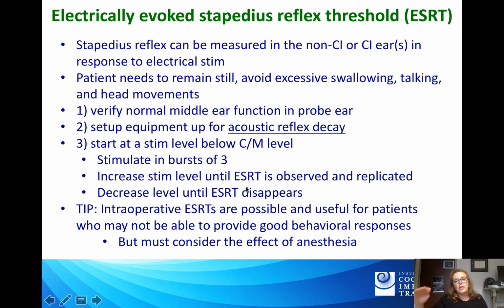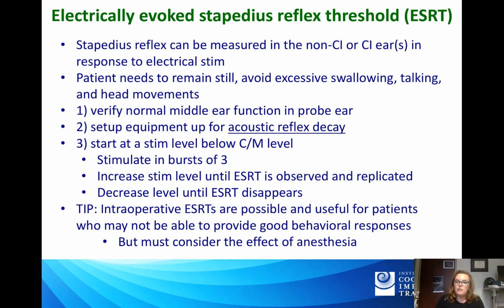So basically what we're doing is we're going to start at a stimulation level that's generally below where we would expect their upper stimulation level to be, or their C or M level. So we're going to start nice and low, and then we're going to stimulate in about 3 bursts and just slowly increase the level of the stimulation until we can see a change in admittance on the acoustic reflex decay screen, because that gives us a nice long time window. You basically would decrease the level of the stimulus until you see the ESRT disappear. We're going to look at some examples in a moment.